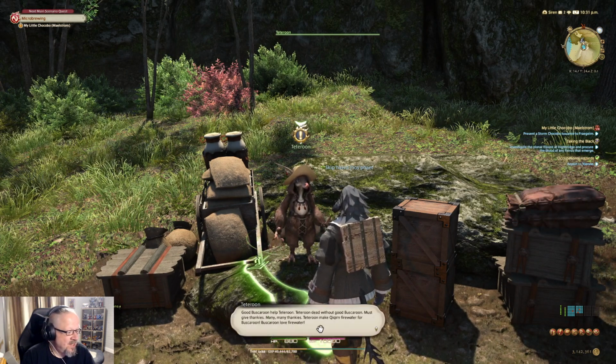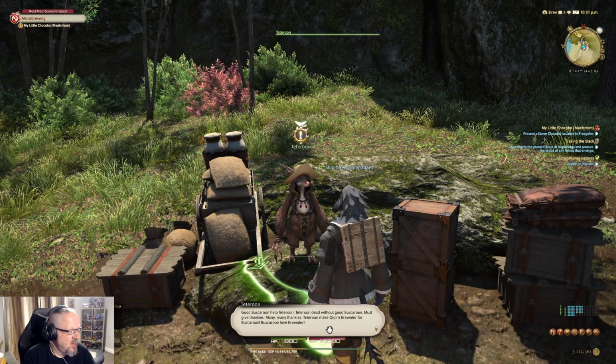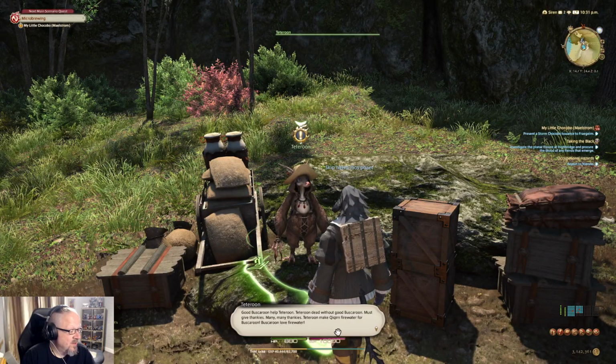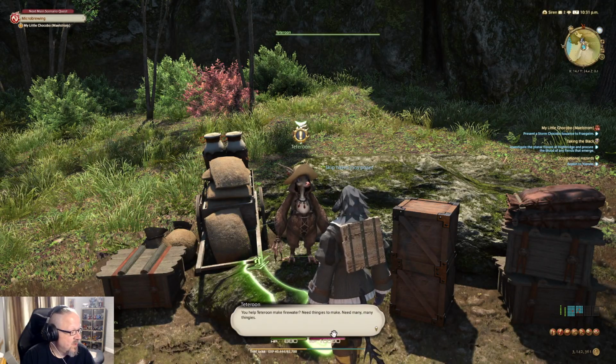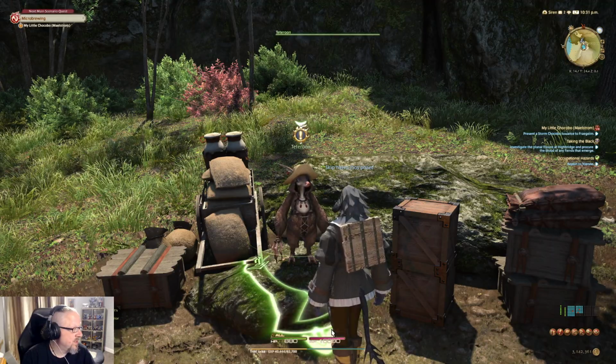Accept. Good Buskaroon helped Tetaroon. Tetaroon dead without good Buskaroon. Must give thankies. Many, many thankies. Tetaroon make Kikern firewater for Buskaroon. Buskaroon love firewater. You help Tetaroon make firewater? Need thingies to make. Need many, many thingies. Need coral pup whiskers. Need 3 good coral pup whiskers.